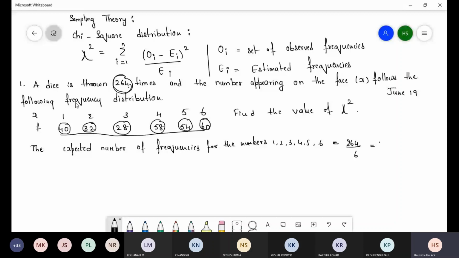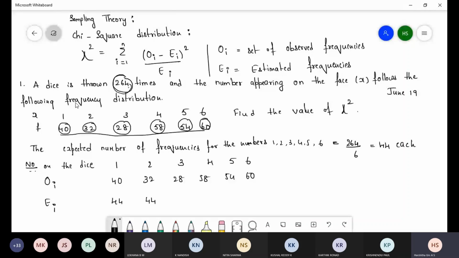So frame the table here. Number on the dice. Here Oi is observed frequency. Here Ei means expected frequency. 1, 2, 3, 4, 5, 6. Observed frequency is 40, 32, 28, 58, 54, 60. Expected frequency, we have got 44 for each. So you can write 44 for all the 6 values. This is the table.